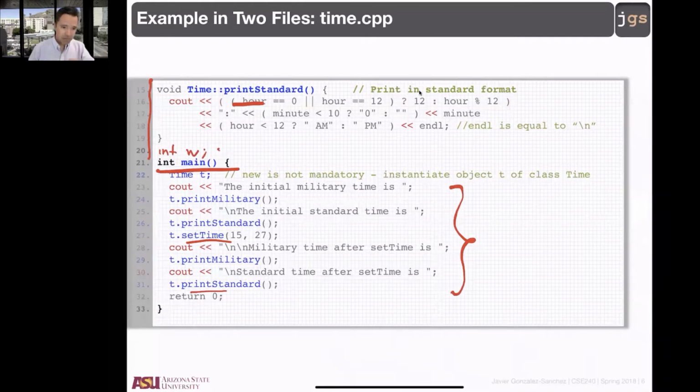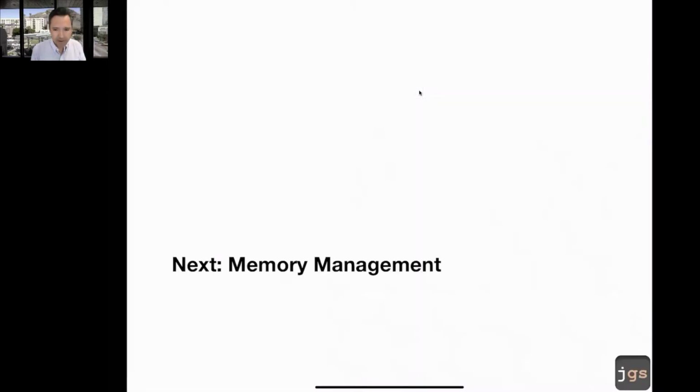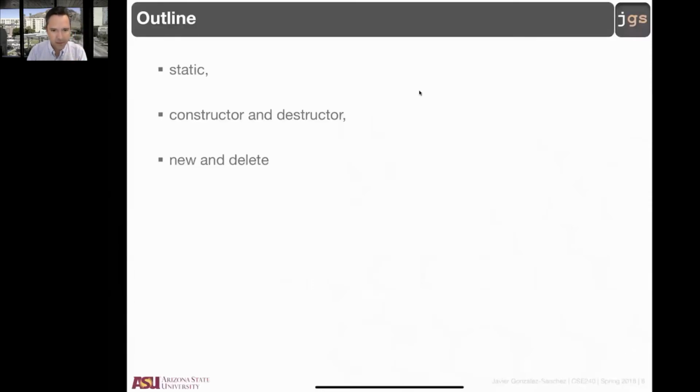Good. So, a big summary of the previous lecture. Now, moving forward, memory management. Memory management, three things that we need to review. Number 1, you remember our friend, the keyword static. Static exists in C++. There is a static keyword.